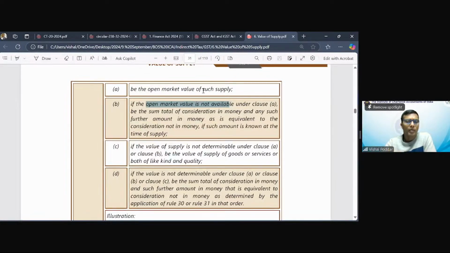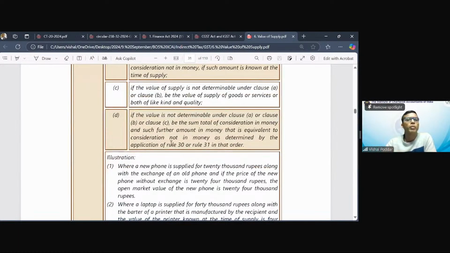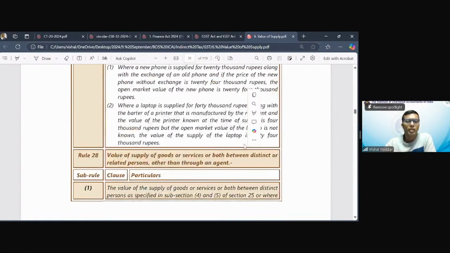So go for the open market value. Open market value not available. Try to find out the money worth of the consideration which is received in kind. If that is also not possible, try to find out what is the value of goods which are similar to your goods, so what your competitors are offering. And if that is also not possible, you find out valuation as per rule 30-31 in that order. Means you first apply 30. If not possible, then you apply 31.